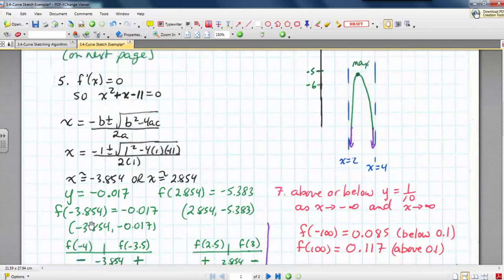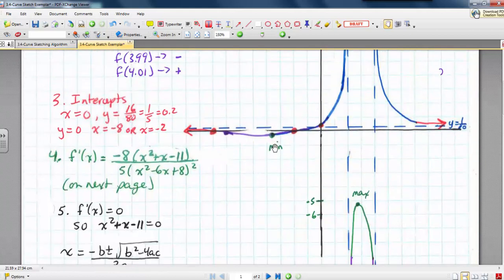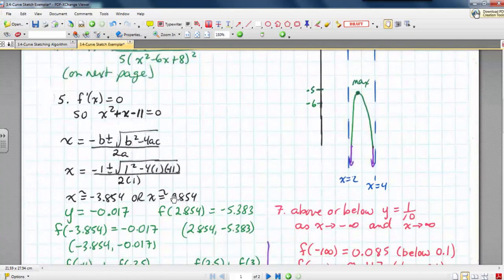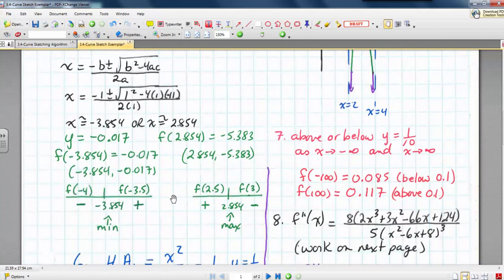So I have these 2 points, and they will be on my graph. One is right there, the other is right there. But before I got to this point that you're looking at right now, I needed to determine whether those values were maximums or minimums. And again, oh, look at that, I made a mistake.